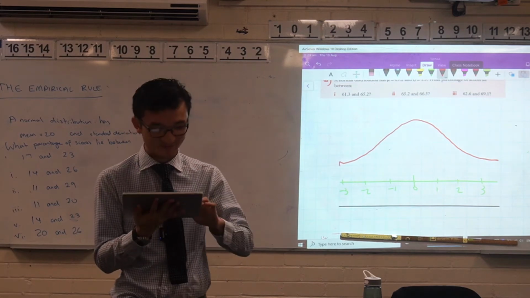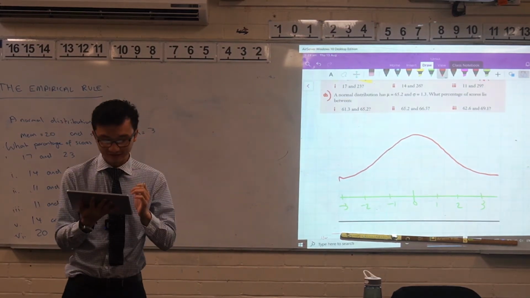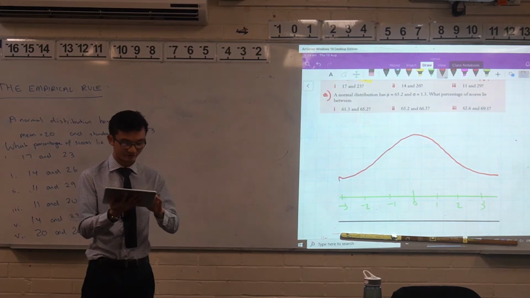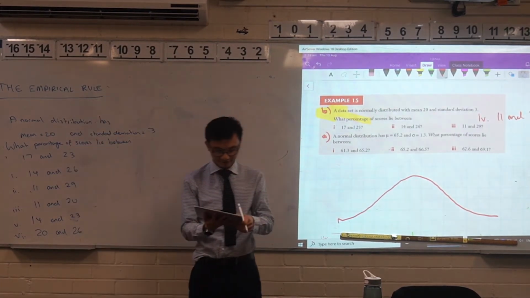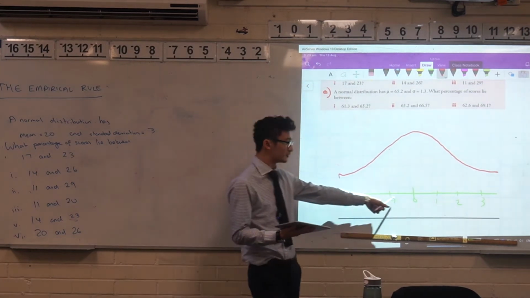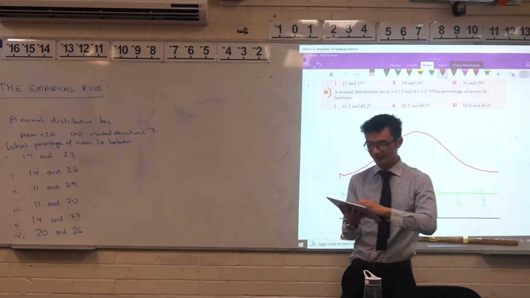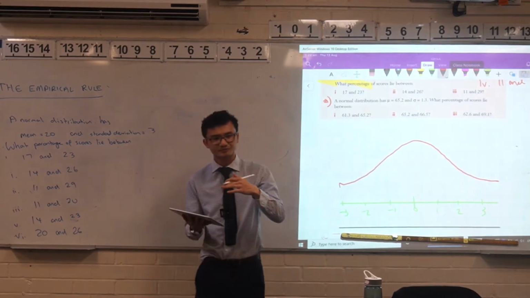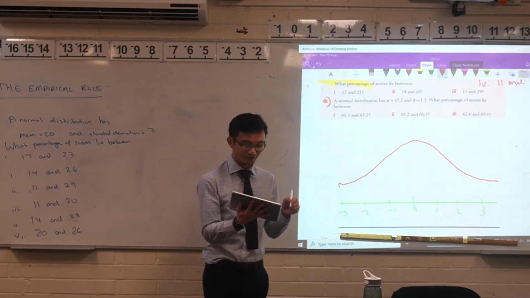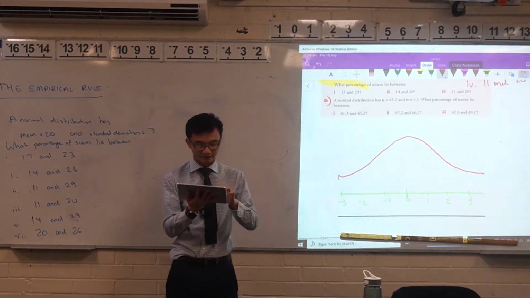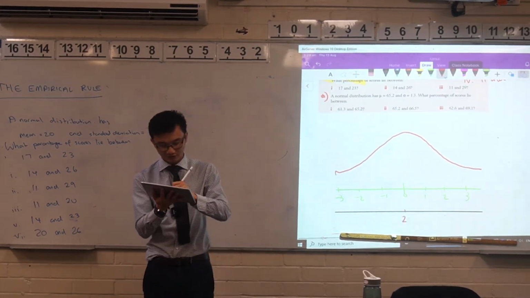We have a normal distribution, mean of 20, standard deviation of 3. I still like to draw this out because in your formula sheet they give you the percentages as the z-score. So maybe note down what the z-scores actually are as you're drawing it out. I'll draw this out for you really quickly.